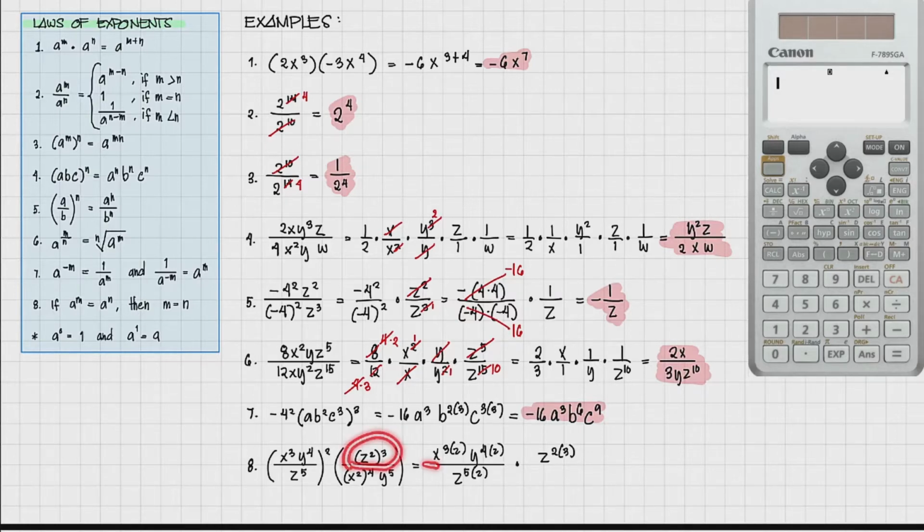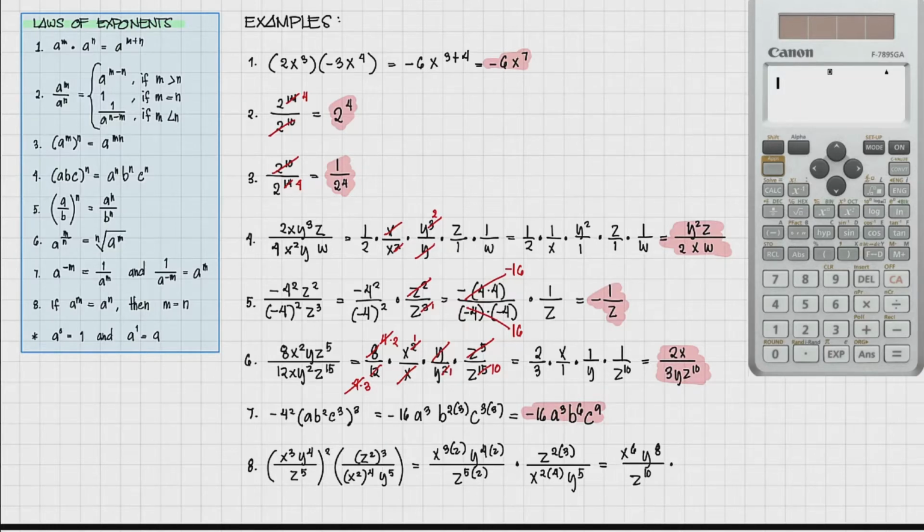So this one, z raised to 2 times 3, is from the third law. The quantity a raised to m raised to n is just equal to a raised to m times n. Okay, so we have z raised to 2 times 3. Then for the denominator of the second term, you have x raised to 2 times 4, then y raised to 5. So let's simplify this. So you have x raised to 6, and then y raised to 8, divided by z raised to 10.